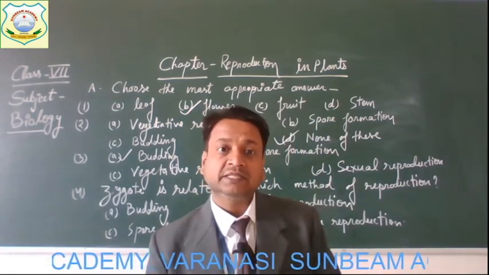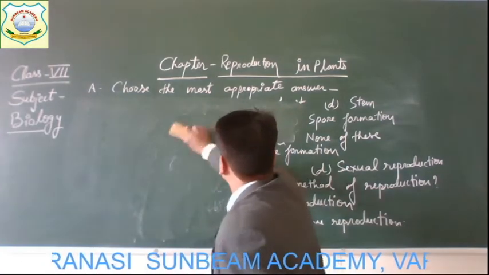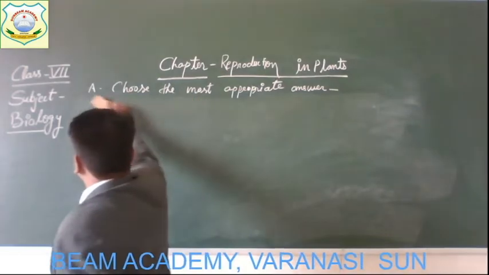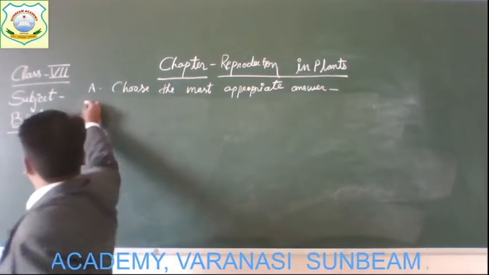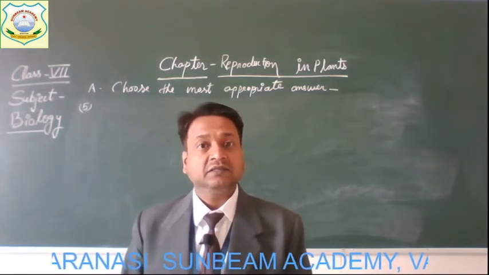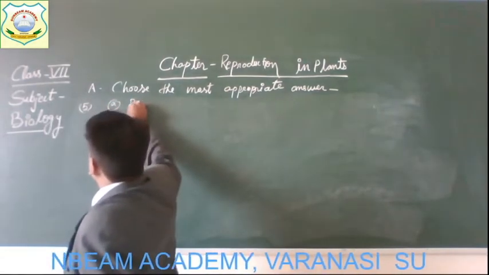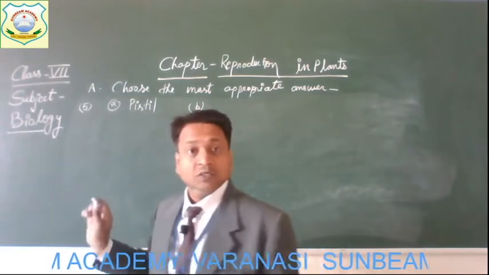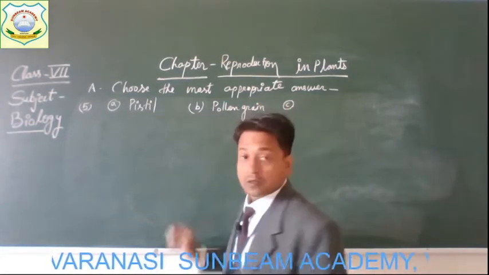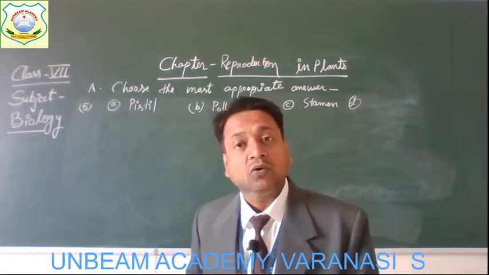Now come to the next, question number 5. The question is, which of these is the male reproductive organ in plants? Understood, children? You have to find out the male reproductive organ in plants, and the options: A, pistil, option B, pollen grain, option C is stamen, and option D, ovule.